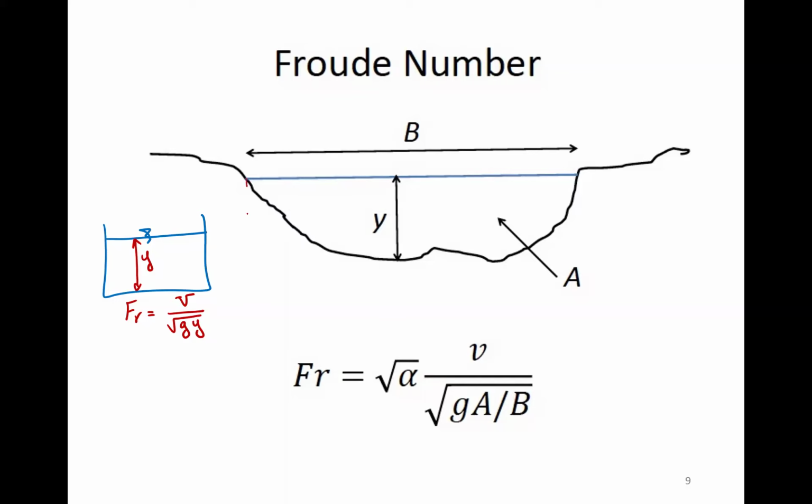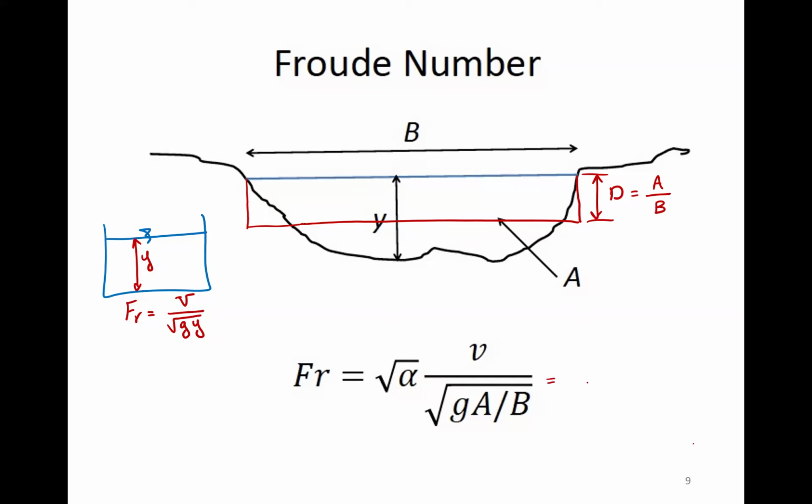What if we take the section and find the depth of a rectangular channel that is equal in area to our actual channel, but is rectangular? That would be the hydraulic depth, which is equal to area divided by top width. So let's use that as depth in our Froude number. We're really using a simplified approach. If we do that, we're going to get this.